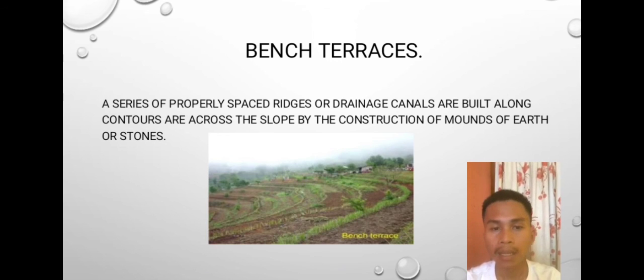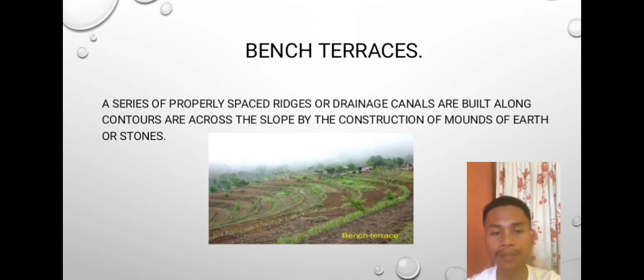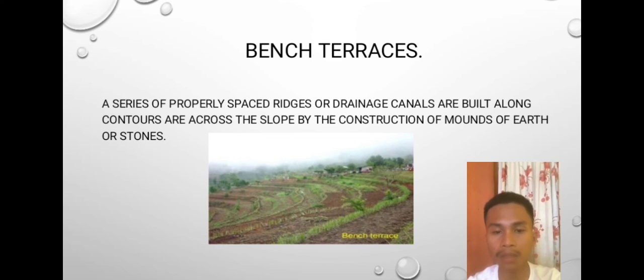Bench terraces. A series of properly spaced ridges or drainage canals are built along contours or across the slope by the construction of mounds of earth or stones. Bench terraces are a soil and water conservation measure used on sloping land with relatively deep soils to retain water and control erosion. They are normally constructed by cutting and filling to produce a series of level steps or benches. This allows water to infiltrate slowly into the soil.